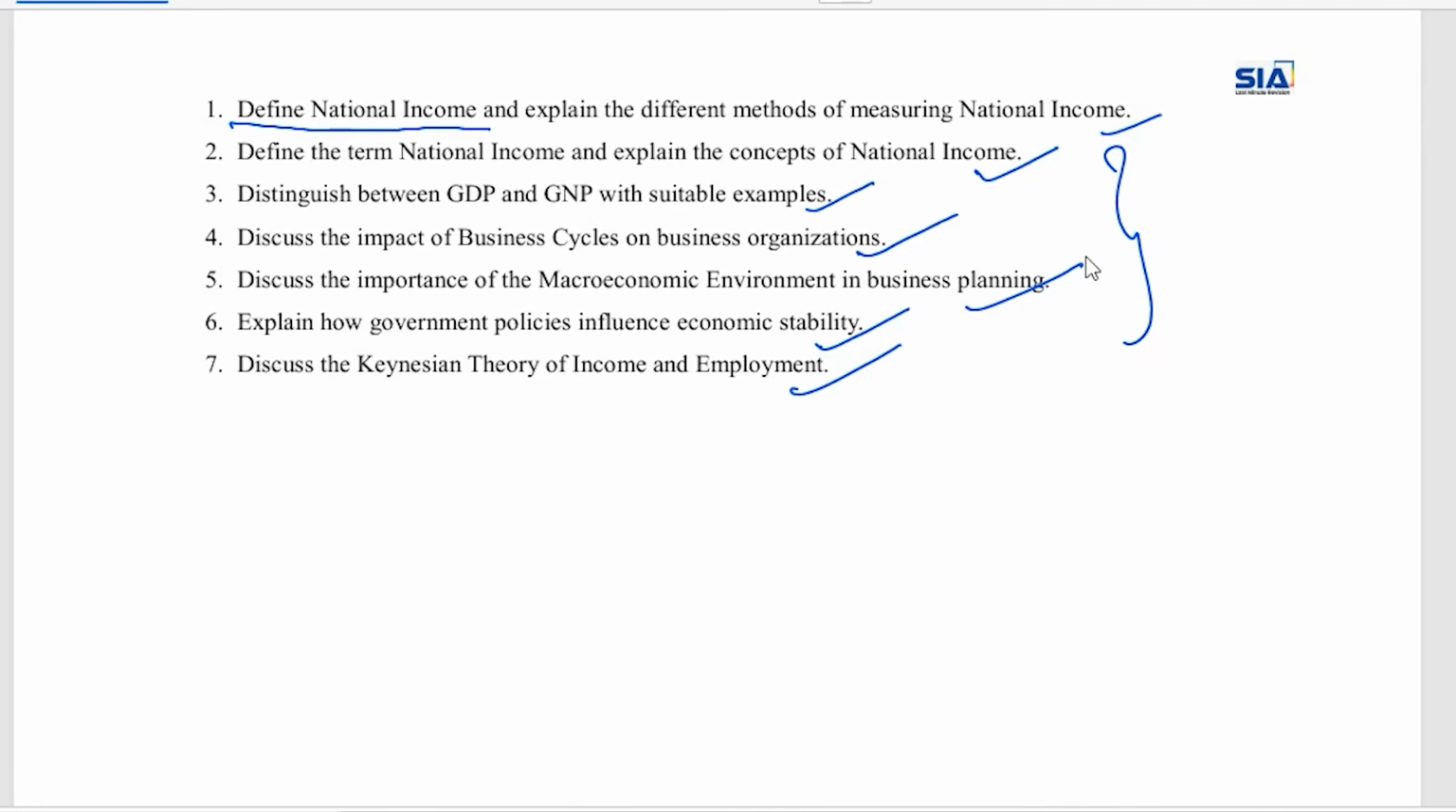Discuss the Keynesian theory of income and employment. These questions are also very important in Unit 5 Part B, and these questions are 5-star rating questions.